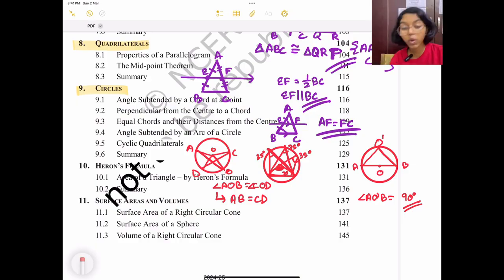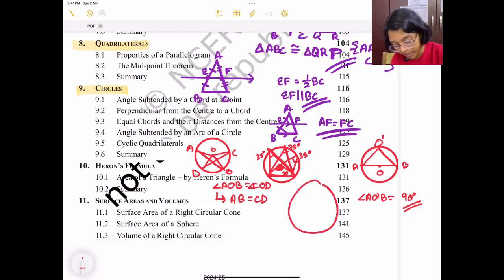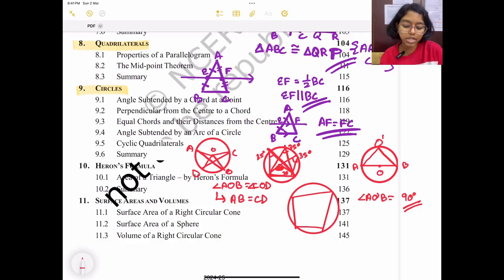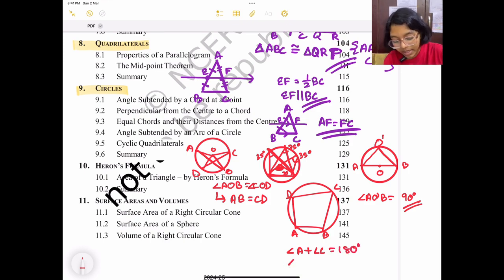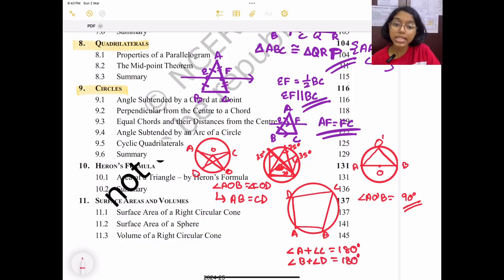One more I know. If this was a circle, and there is a quadrilateral inscribed into it, when it's inscribed into the circle it's called a cyclic quadrilateral. Let's say this is ABCD. Angle A plus angle C should be equal to 180 degrees, and angle B plus angle D should be equal to 180 degrees. This is a property of a cyclic quadrilateral. It means opposite angles will be supplementary.